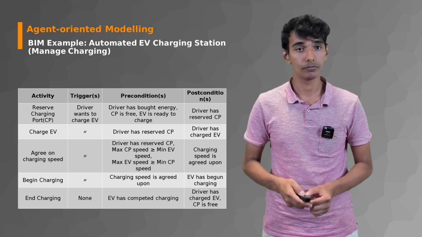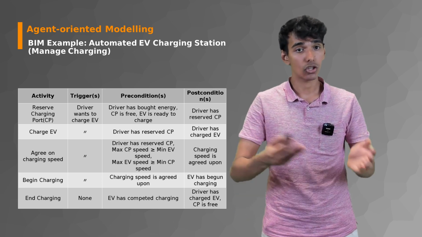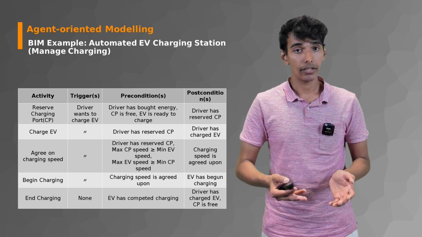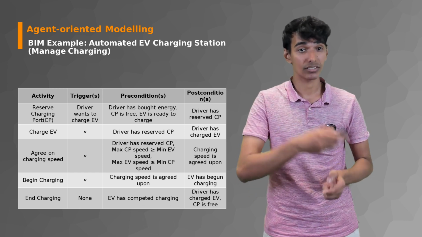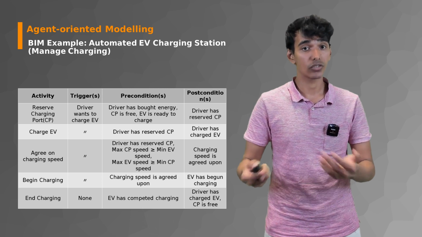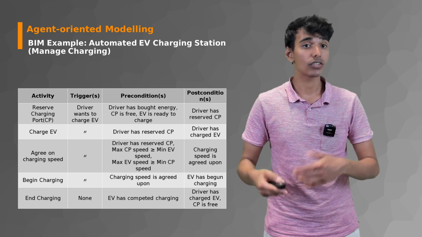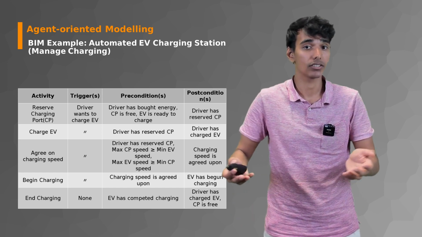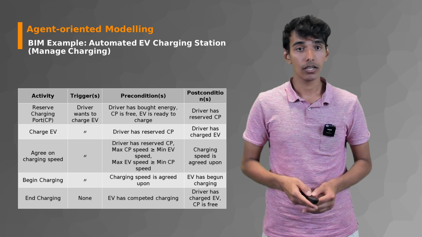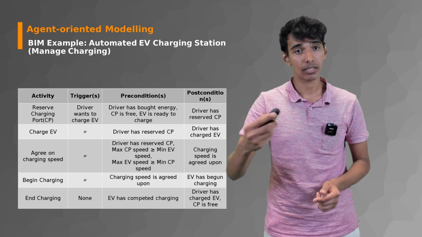Once this happens, you have the charge EV activity, and you can see that the precondition for this activity is the previous activity. So the driver has already reserved the charging port, and once that happens, once the driver has charged the EV, the state of the system turns into the driver has charged the EV. And you can see a similar theme happening in the subsequent activities.